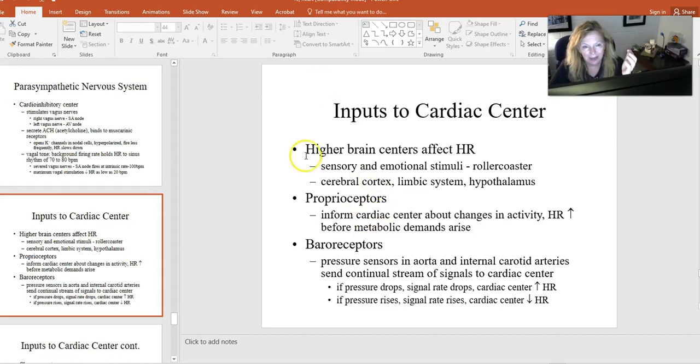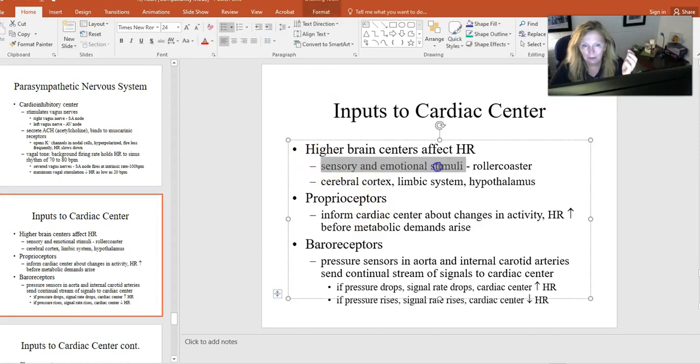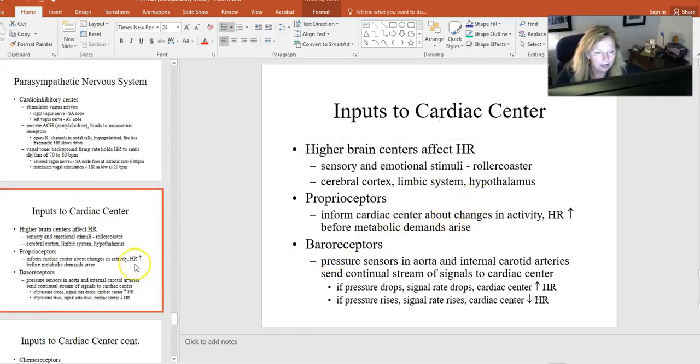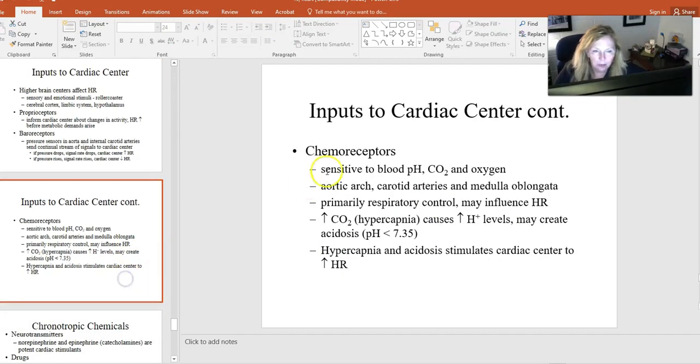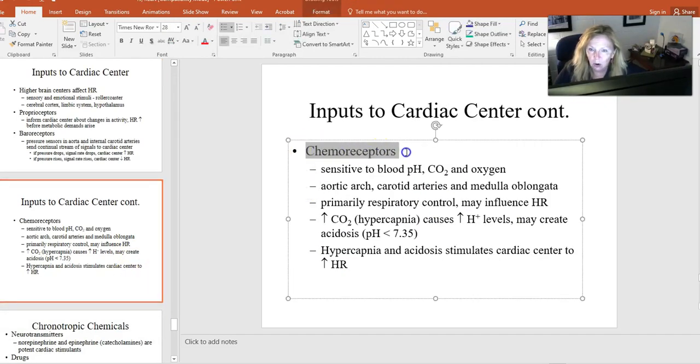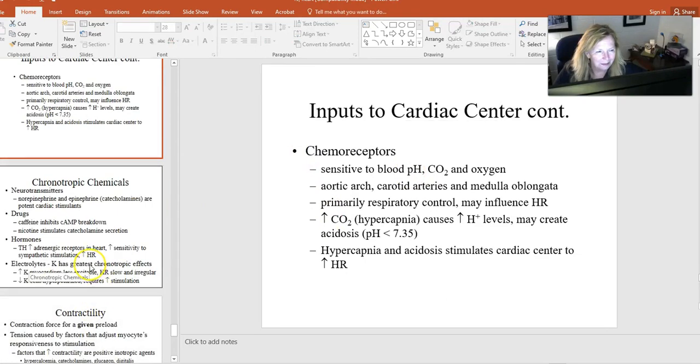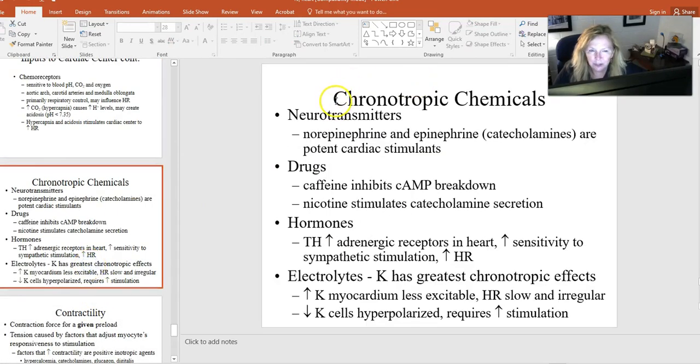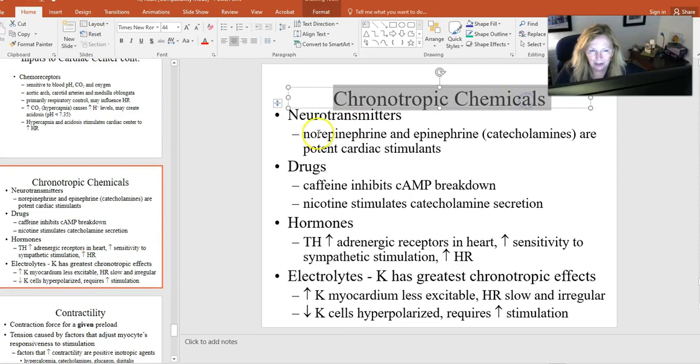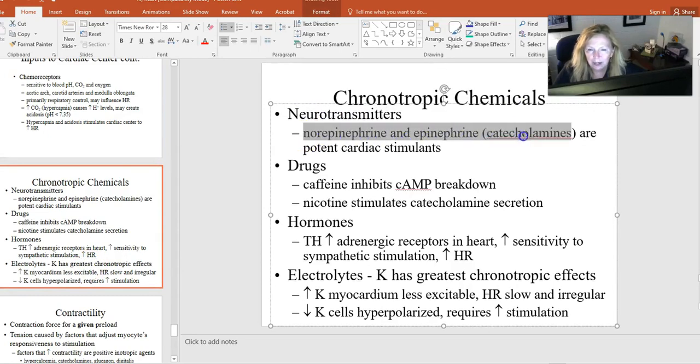We know that other things can affect it. We can have emotional stimuli that will absolutely hijack your normal centers. So we understand that is the case. Chemoreceptors are built in, measuring your pH, your CO2, your oxygen, and so we understand that.